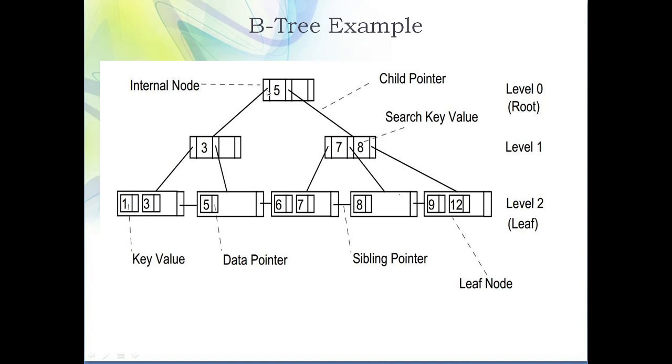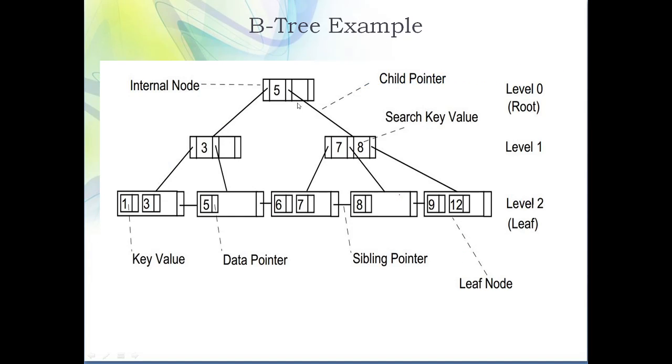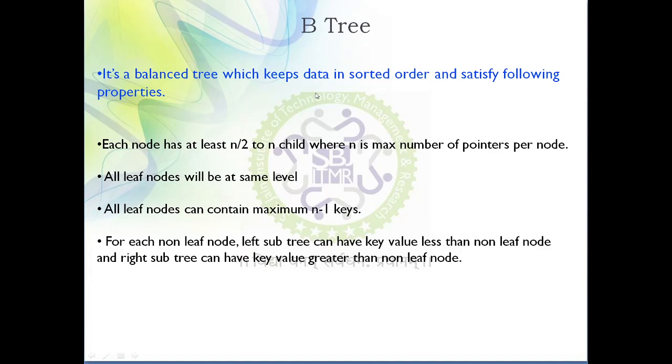So for this node, n by 2. So what is the value of n? 1, 2, 3. So n by 2 is 1.5, so you can consider 1. So minimum it can have 1 child and maximum it can have n children. So this is the first property. Each node in a Btree can have n by 2 to n children, and n represents the number of pointers. So in this case, pointers are 3. That means it can have a minimum of 1 child and a maximum of 3 children. This is the first property.